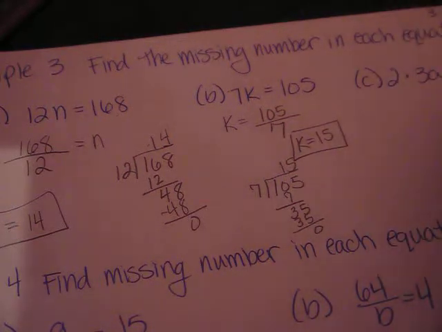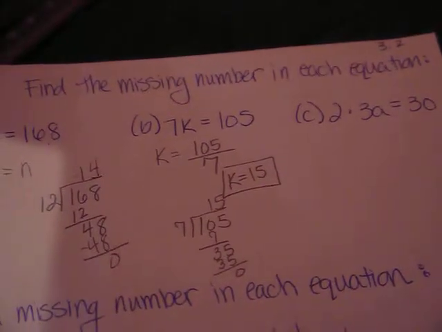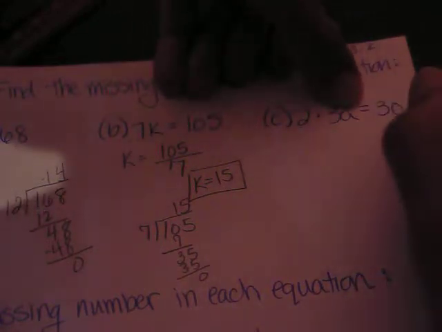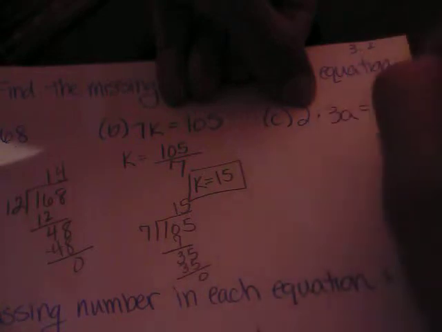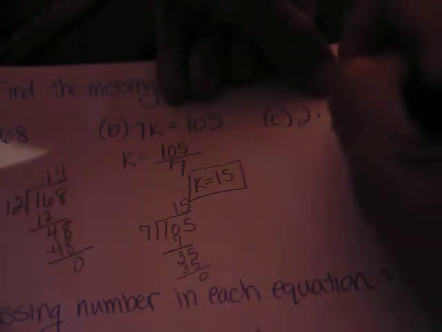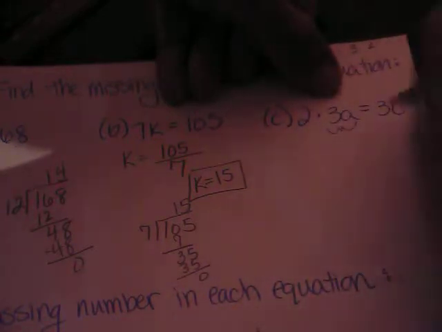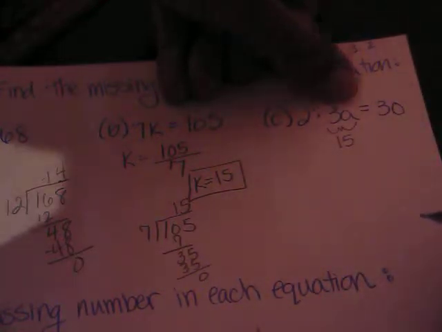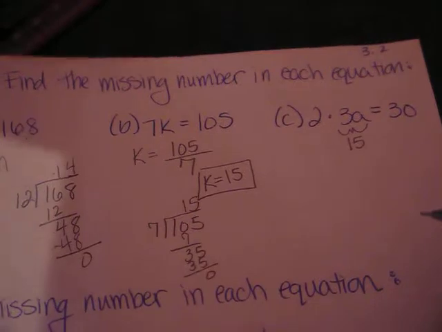All right, the next one is a little funky. Now, there's 2 ways to do it. You can say 2 times something equals 30. So we can figure out what that something is. 2 times something equals 30. Now in your head, can you think of that? 2 times, how about 15 equals 30? Do you agree? Because I did 30 divided by 2.